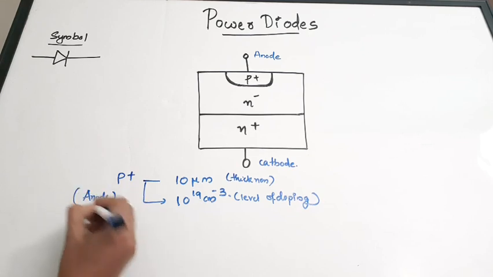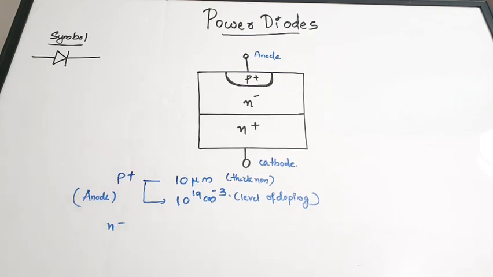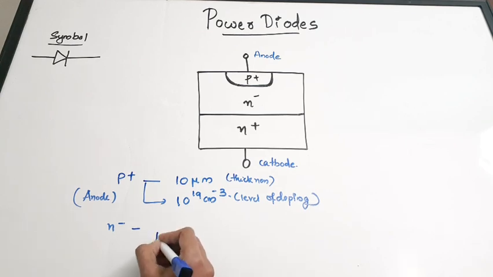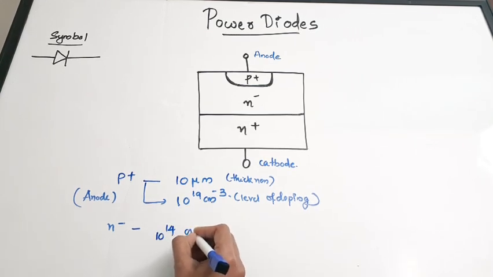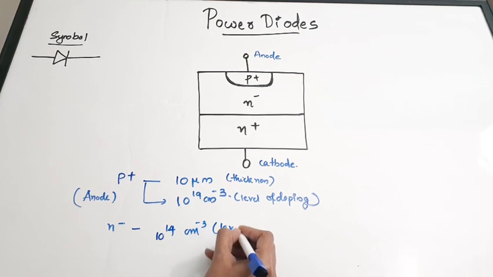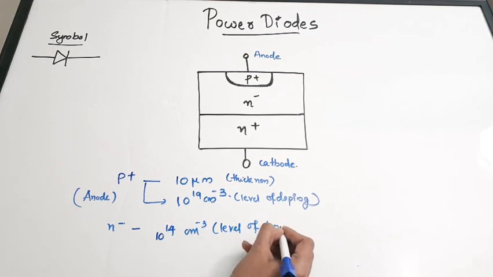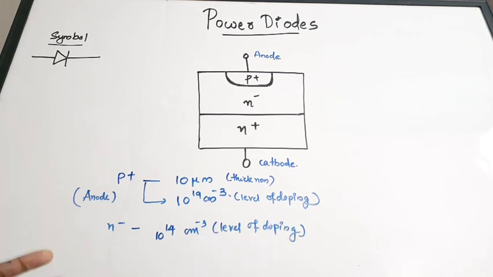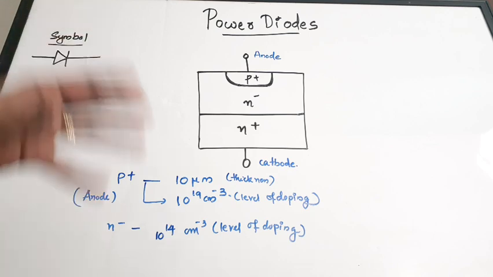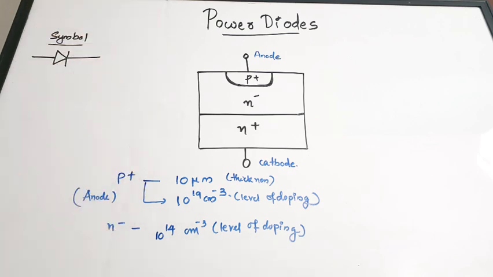Next, the N minus layer, which is the middle layer. It is lightly doped, and it acts as the middle or drift layer. The level of doping is 10 raised to 14 centimeter raised to minus 3. The thickness of this layer depends on the breakdown voltage. For whatever breakdown voltage the diode is being designed, the thickness of this N minus layer is varied accordingly.